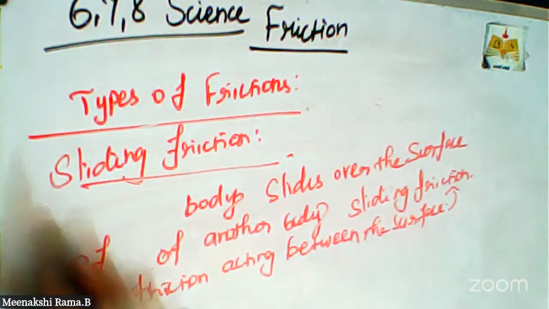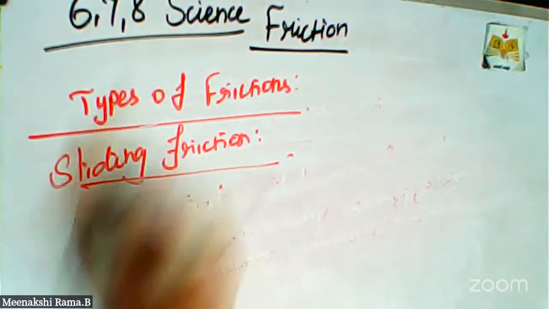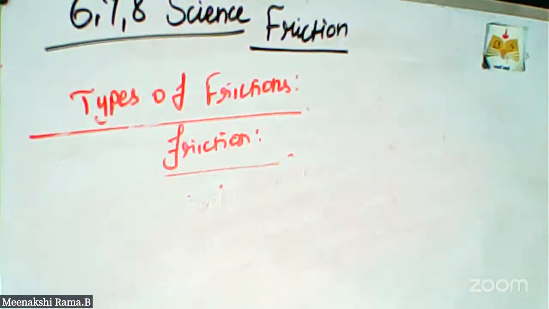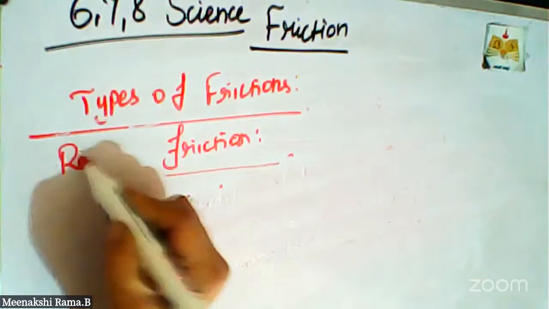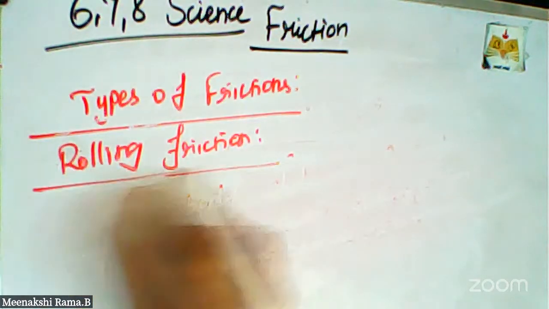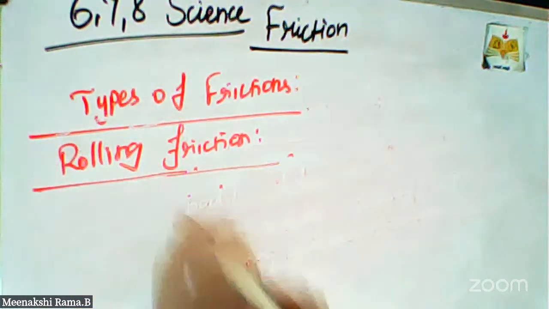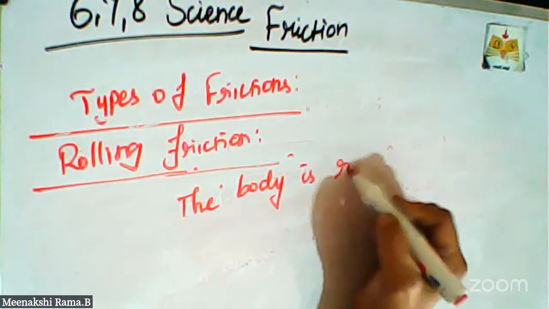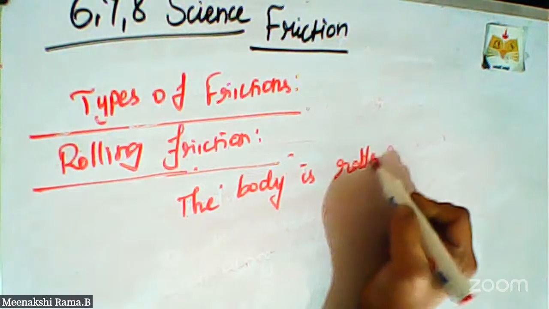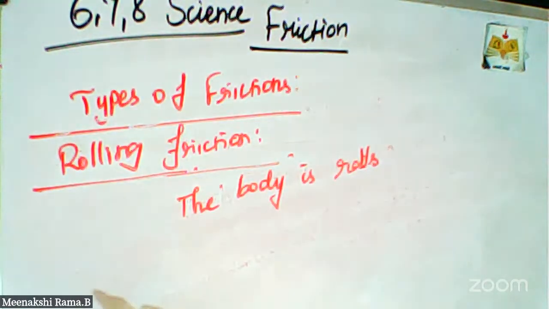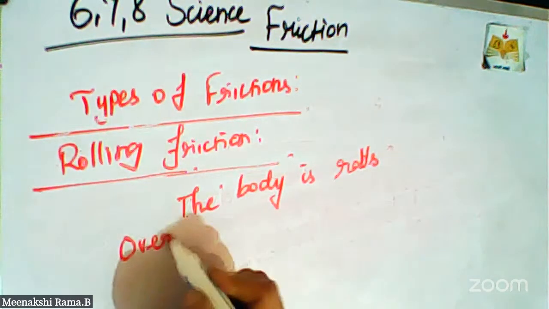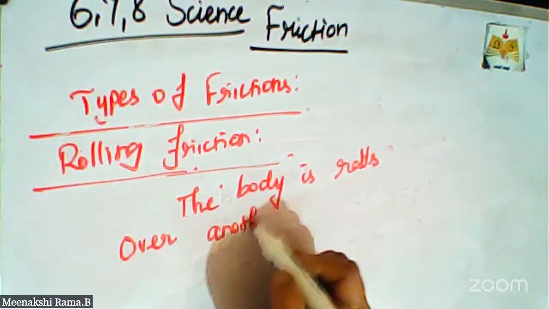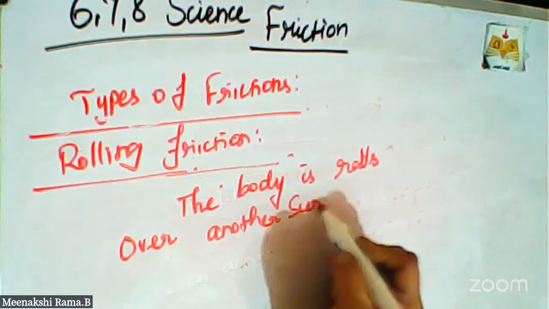This is the explanation of sliding. And then the next one is rolling friction. The body rolls over another surface.